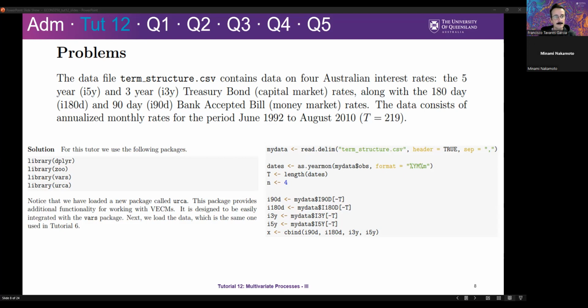Then we will have pretty much the same as we did before, but there is a minus T there. And why is that so? If you open your data set and scroll it down to the end, you will notice that our short-term rates don't have the last observation. So the 219 is not there, just for I3Y, I5Y.